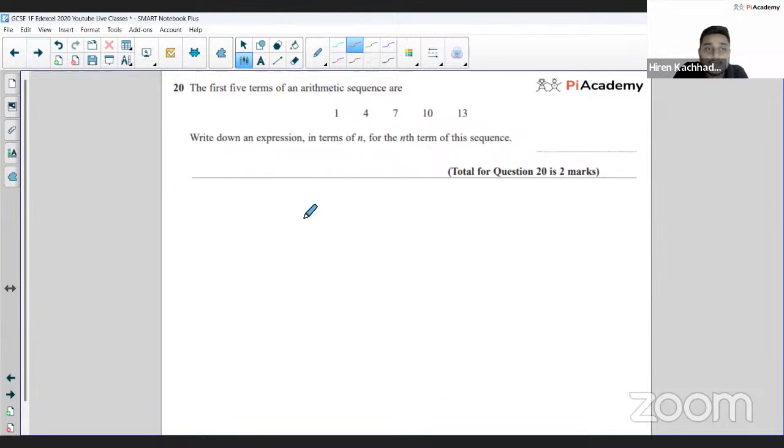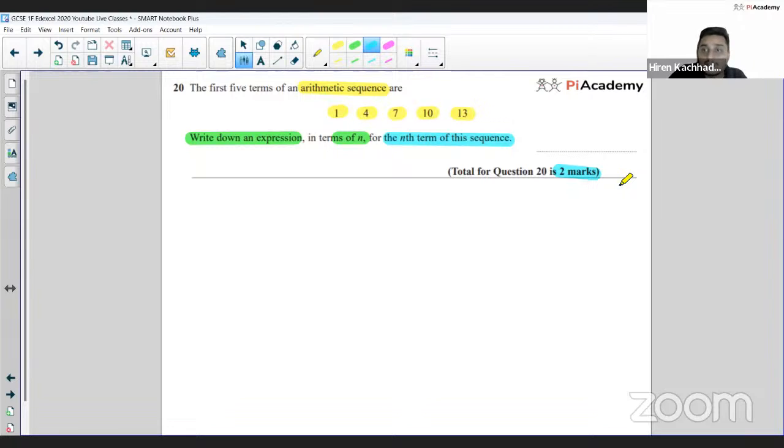Question number 20. The first 5 terms of the arithmetic sequence are... Here you can see the type of the sequence is arithmetic, and the first 5 terms are 1, 4, 7, 10, and 13. Now the question is to write down an expression in terms of n for the nth term of this sequence. So here we need to find the nth term of the given sequence, okay? And this is a 2-mark question. So your time starts now. Please solve this and send me your answer in the chat. What is your nth term?